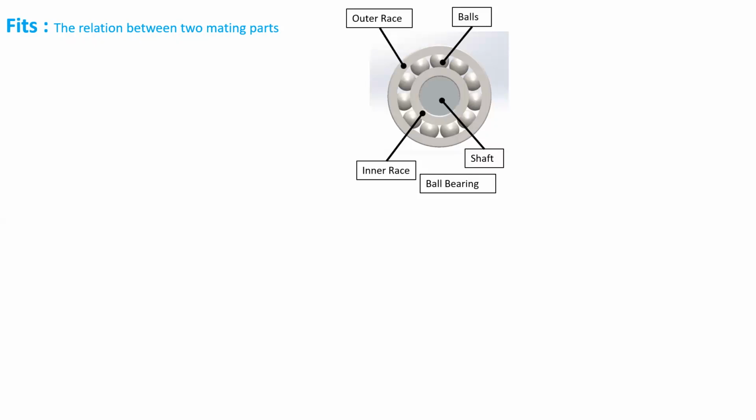supporting hub. Now there is no relative motion between the shaft and the inner race. Or in other words, the inner race is rotating with the shaft. Similarly, there is no relative motion between the outer race and the hub. Both the outer race and the hub are stationary.